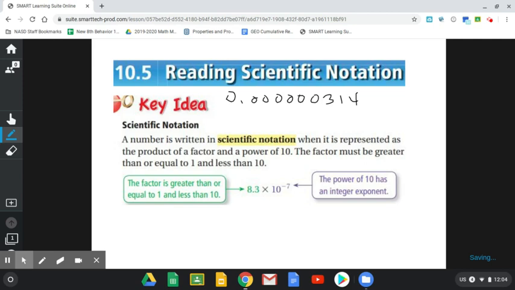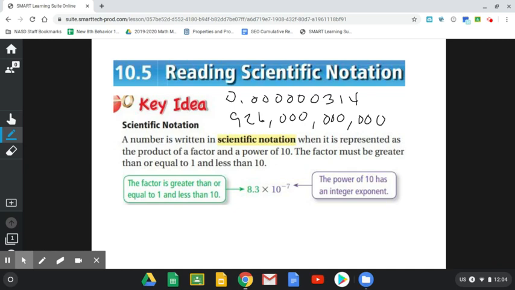0.000000314. All right, so that's a really, really small number. Or we could use scientific notation when we're trying to write a number that's really, really big. For example, 926,000,000,000. I think that's 926 billion.